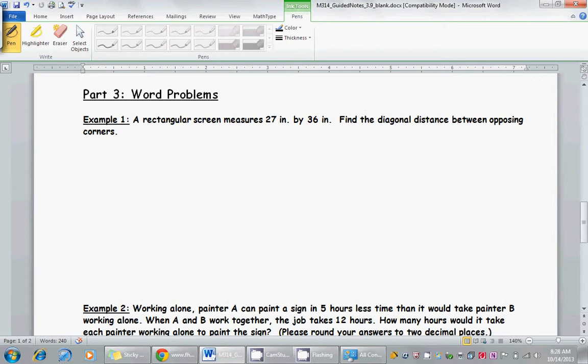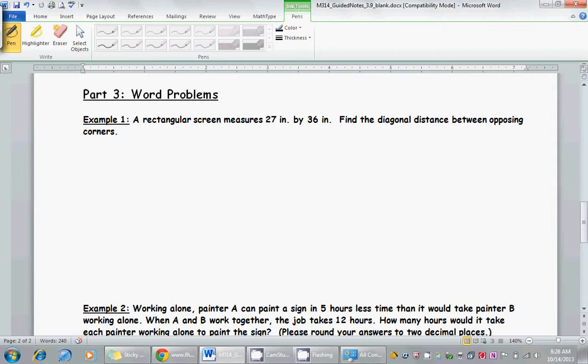Okay. And part 3 here, we have word problems, but different types of word problems. These aren't going to be necessarily with systems. They're just going to be general word problems, maybe with geometry, maybe with a little bit of algebra. We don't know yet. But let's take a look at example 1. A rectangular screen measures 27 inches by 36 inches.